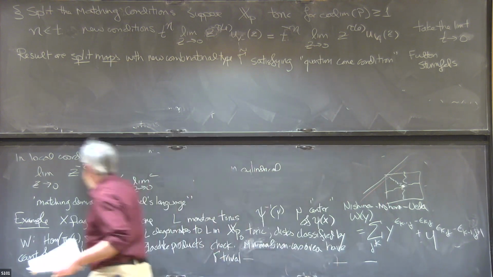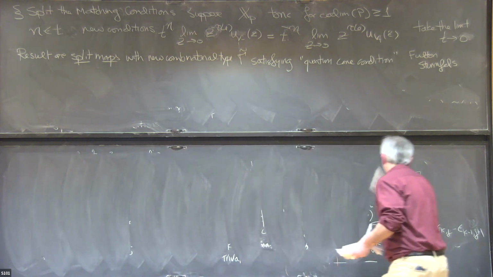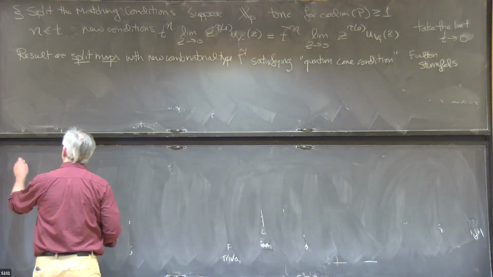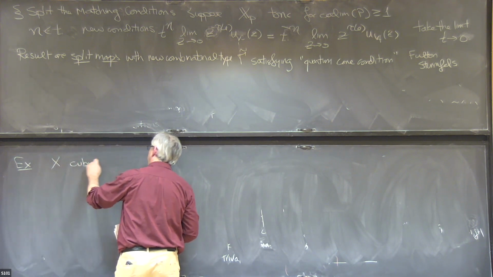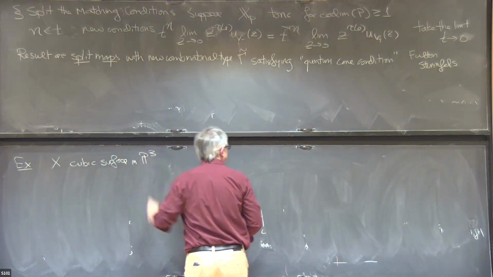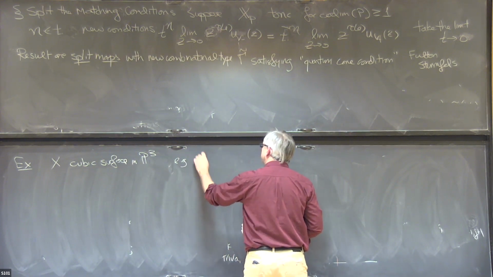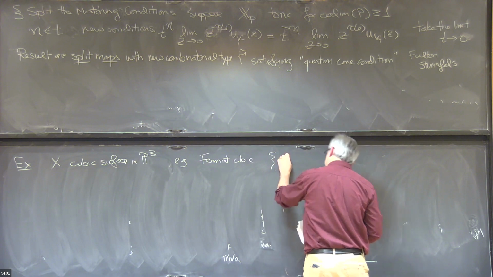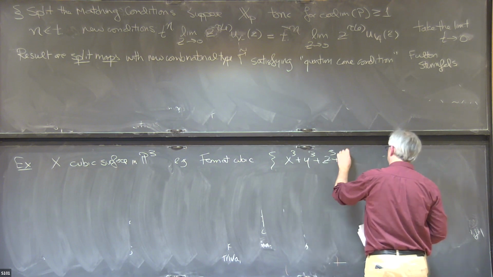So one example is, take X to be a cubic surface in P3. For example, you could take the Fermat cubic, which is defined by the equation x cubed plus y cubed plus z cubed plus w cubed equals 0.